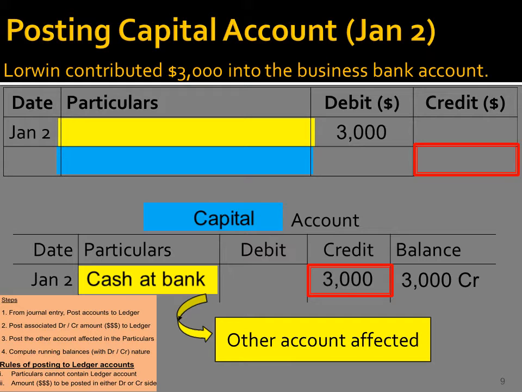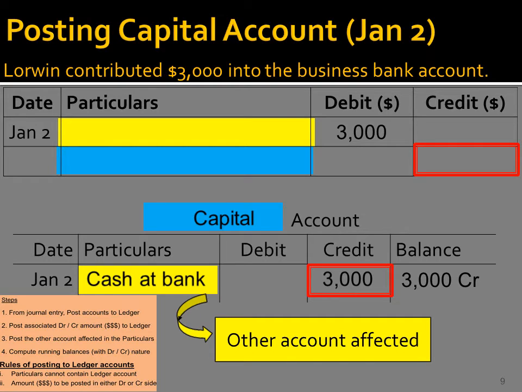Once we have prepared the posting, we would need to check that we have not violated the rules of posting to the ledger account. The first check is in the particulars column, we should not see the name of the ledger account we are preparing. So in the particulars column of the capital account, we will not expect to see the capital account being shown here.